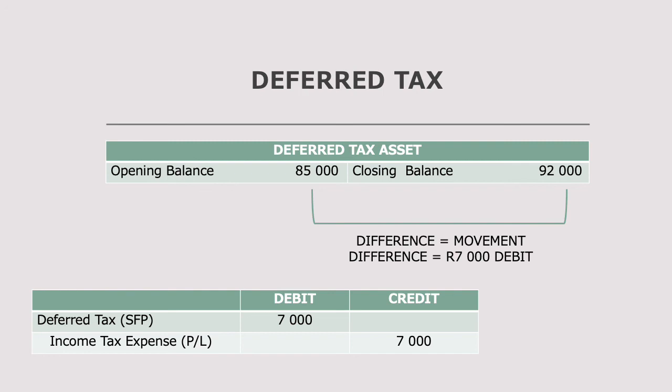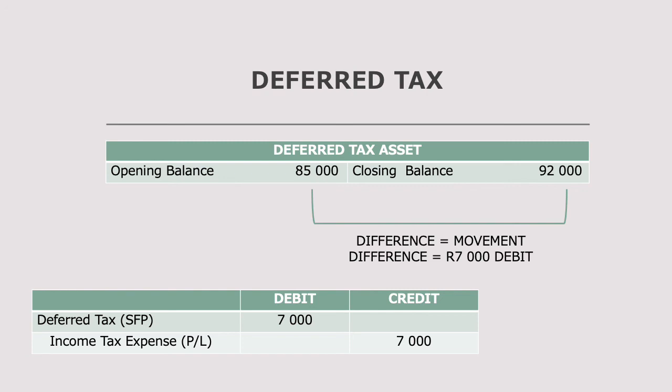If the opening balance is 85,000 Rand and the closing balance carried down is 92,000 Rand, did we debit or credit our deferred asset account with that 7,000 Rand? The answer is that we debited our deferred tax asset account, because 85,000 Rand plus 7,000 Rand gives us 92,000 Rand. So that means our difference is a 7,000 Rand debit. If we now go and translate this into a journal entry, we would debit deferred tax with 7,000 Rand and credit our income tax expense with the same 7,000 Rand.